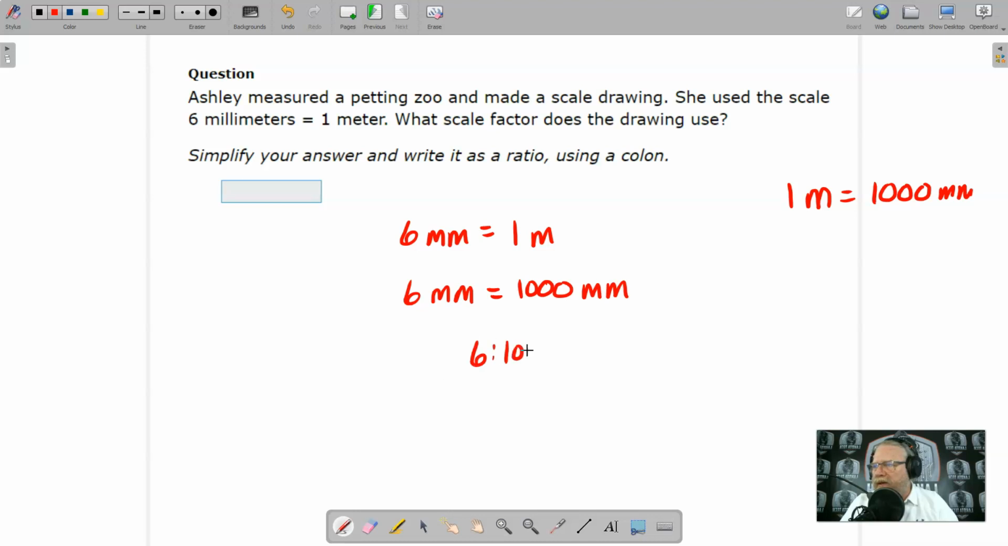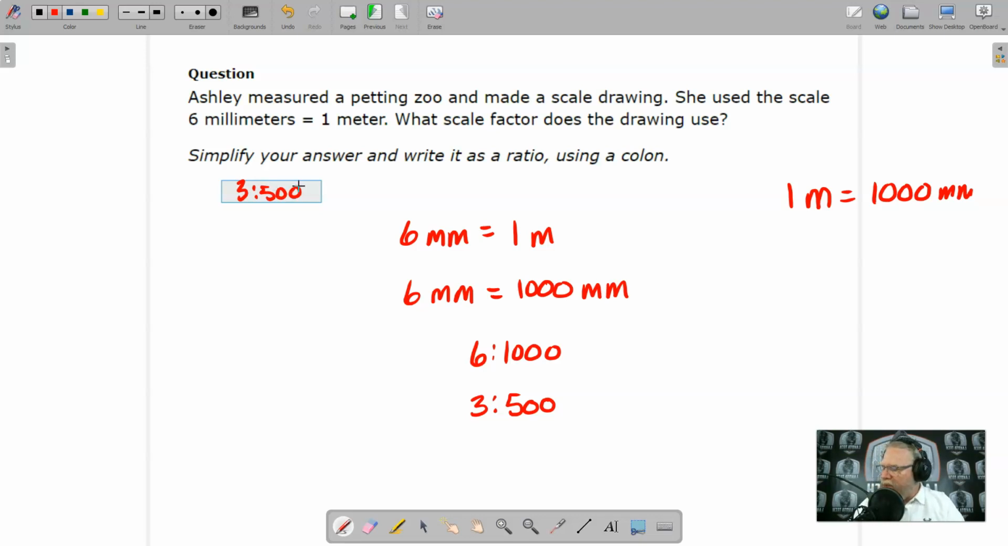Well, let's simplify. Is 1,000 divisible by 6? I don't believe it is. 1,000 divided by 6, no, it doesn't work because the rule for 2 worked, but I knew the rule for 3 wouldn't work, so the rule for 6 wouldn't work. However, they are divisible by 2, right? They're both even numbers. 6 divided by 2 is 3, and 1,000 divided by 2 is 500. Now at this point, 3 is only divisible by 3, and 500 is not going to divide by 3. So I am all the way down to 3 is to 500.